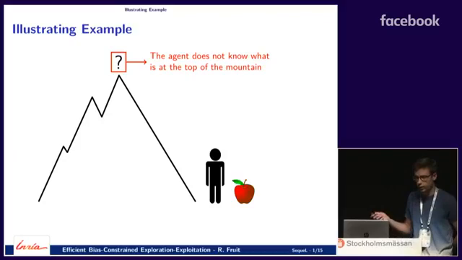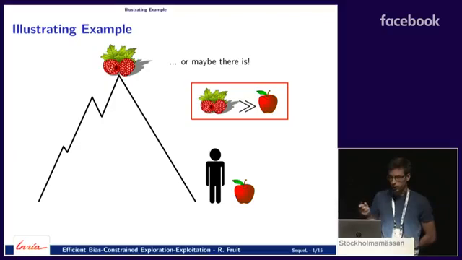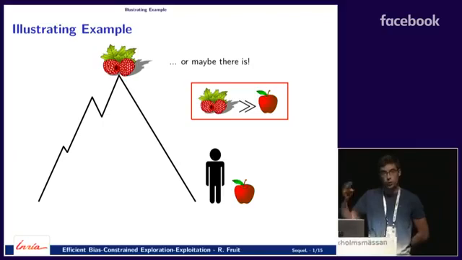And there are basically two cases. Either there is nothing really interesting, or maybe there are raspberries. And here I will assume that the agent prefers raspberries to apples. So this is a very simple example, but this is a perfect illustration of the exploration-exploitation trade-off in reinforcement learning.